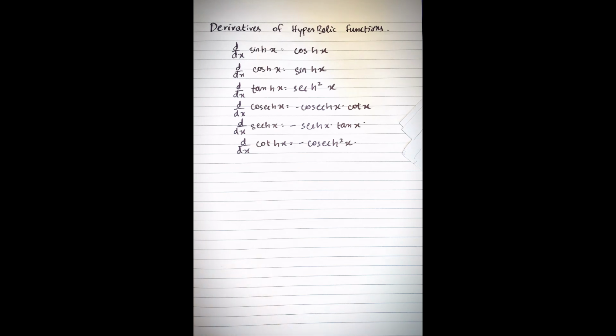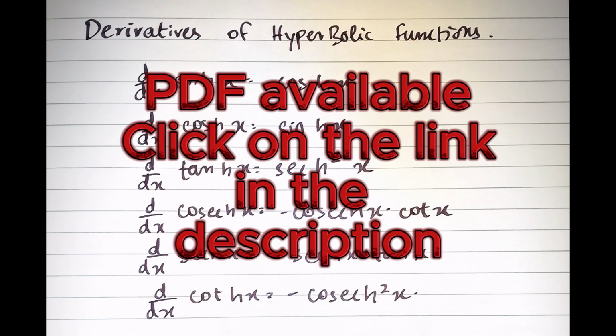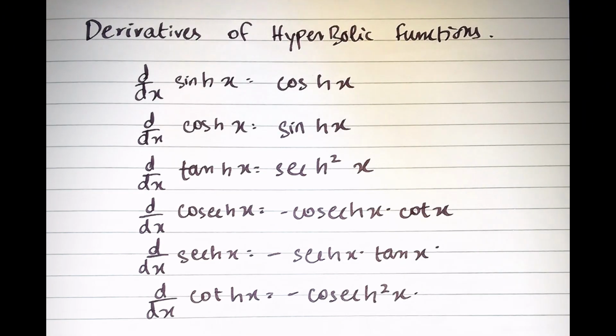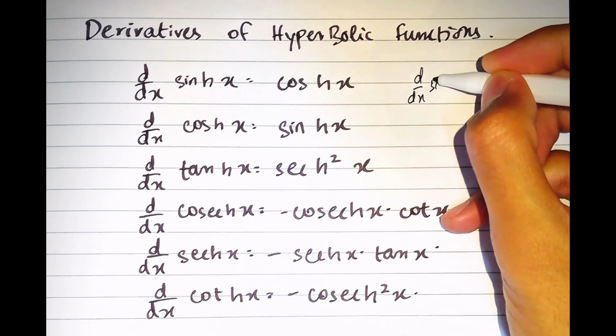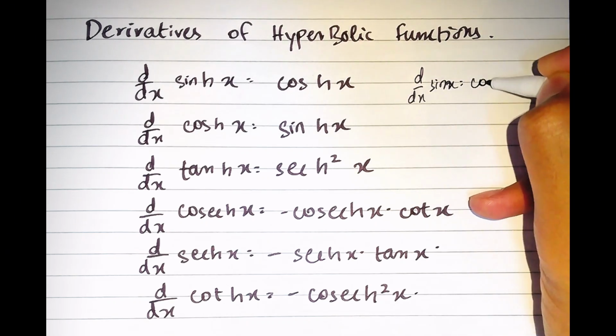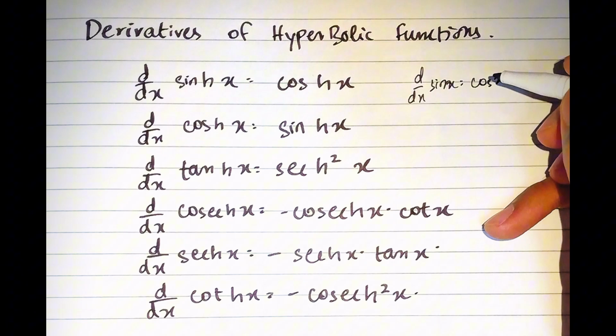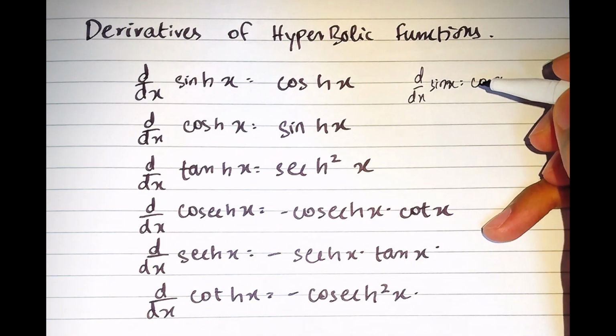Okay, so guys, in this video we have to analyze the derivatives of hyperbolic functions. I will make a separate video on hyperbolic functions, but for now let's just discuss the derivatives of these hyperbolic functions. The derivative of sinh x is equal to cosh x. It is actually very simple because the derivative of sin x was also equal to cos x. So the derivative of sinh x is equal to cosh x.